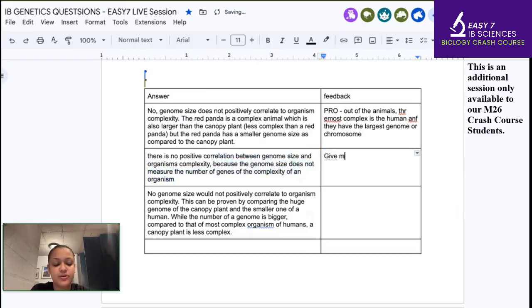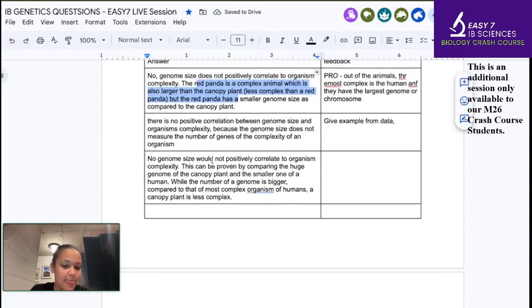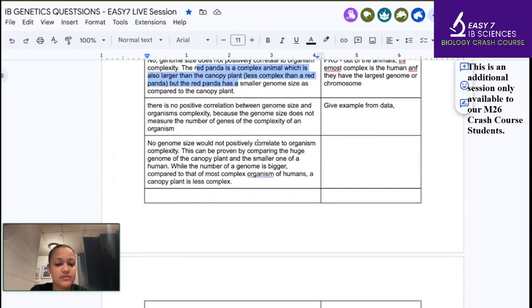And yes, here I wouldn't include this, and instead I would change that statement to give examples. So my feedback for you would be to give an example from the data. So cite your data. So literally give me a comparison of two animals like this person here has. Okay, no, genome size would not positively correlate to organism complexity. Yes, this can be proven by comparing the huge genome of the canopy plant and the smaller one of a human. Thank you, you've given me evidence. Well, the number of genome is bigger compared to that of the most complex, humans. A canopy plant is less complex.